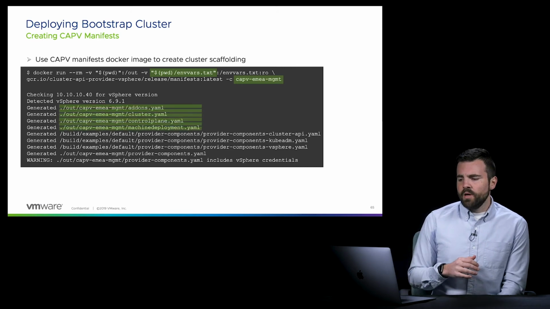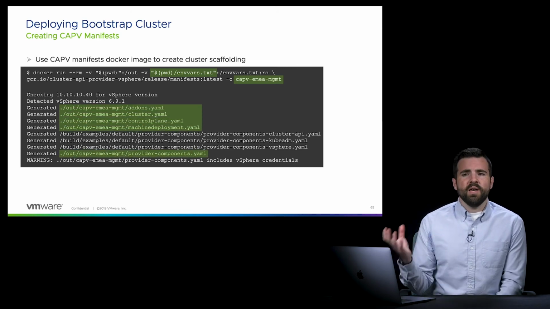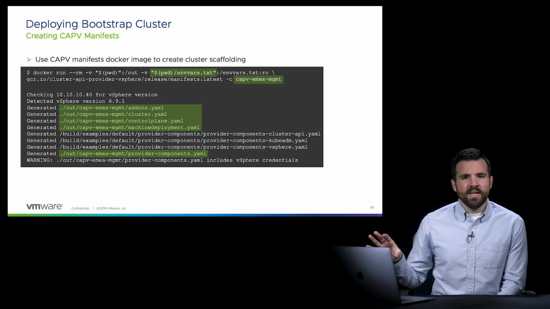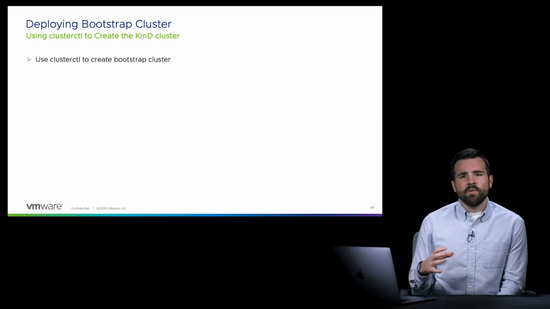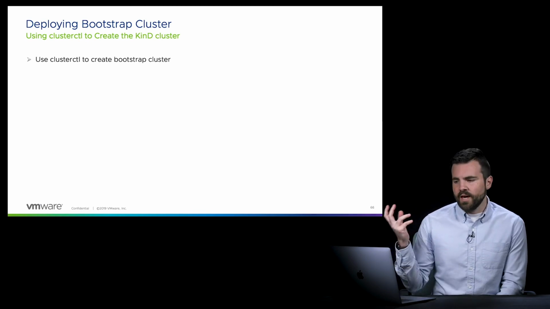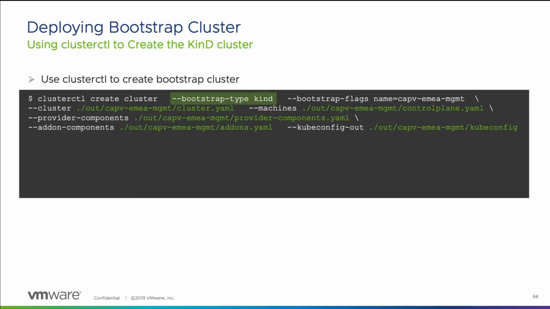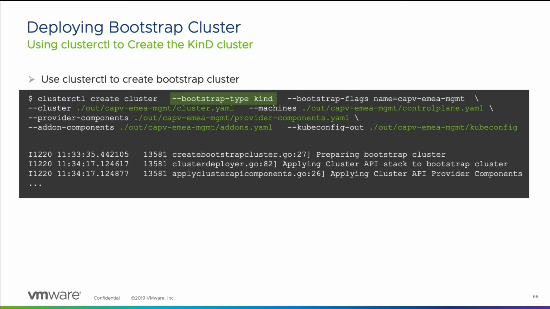So the Docker command runs and it spits out a series of YAML files that we'll use with clusterctl to create our Bootstrap and then management cluster. So now that we have our scaffolding of YAML files, we use clusterctl to actually create our Bootstrap cluster. We pass the clusterctl command all of the YAML files that were just created by our Docker image, and we also define the kind of Bootstrap cluster that we want to create, which is kind. So this creates a Bootstrap cluster on our jump box.